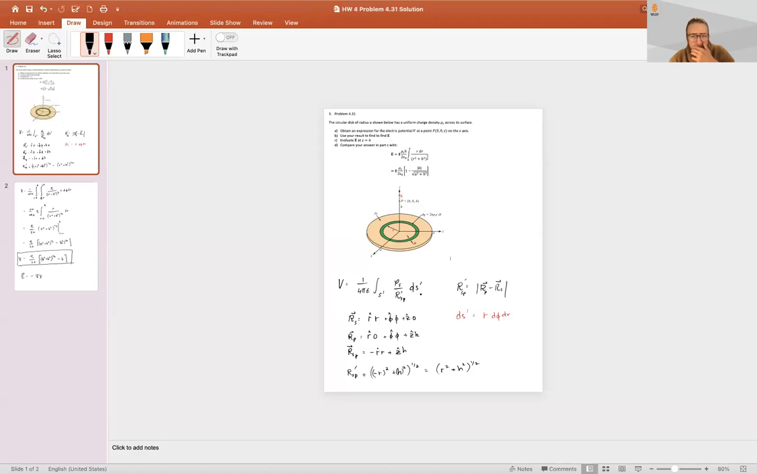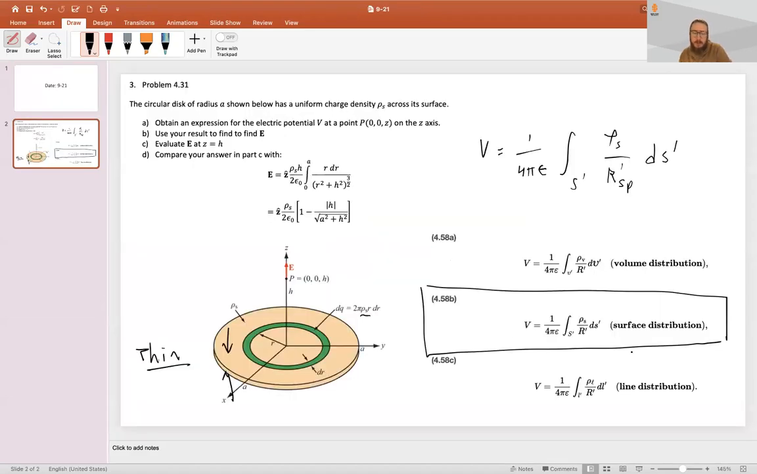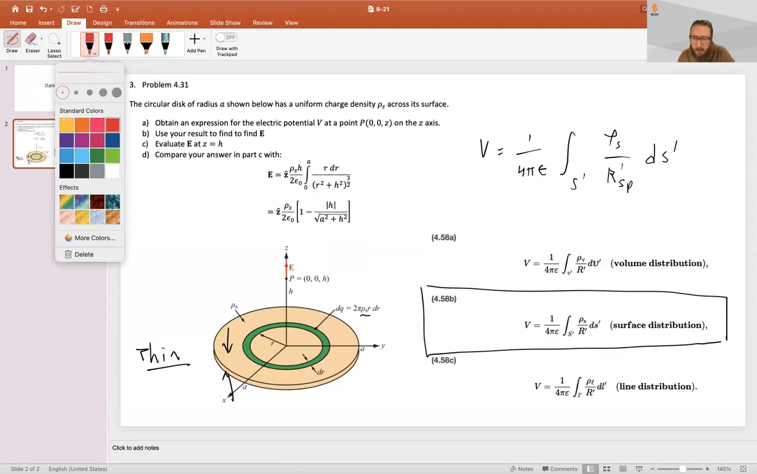So we have a surface distribution. Right, so we've selected a surface distribution. We know that this is a thin disk of charge. And so now, if we want to use the equations, there are a couple things we should figure out. One, we know rho s is not changing, but we should figure out what our ds is going to be. And we should also figure out what this r prime is going to be.